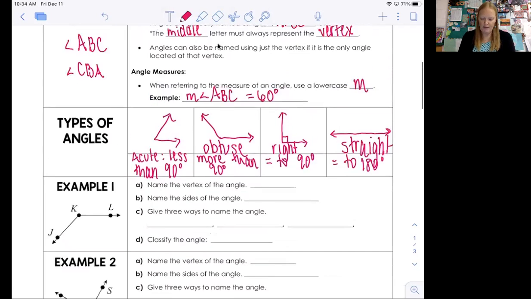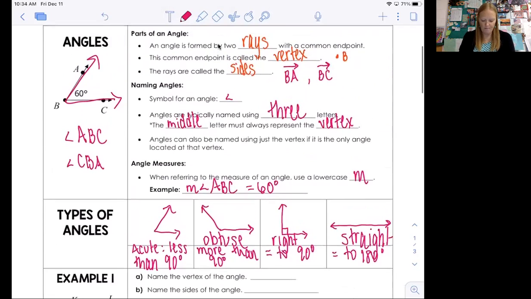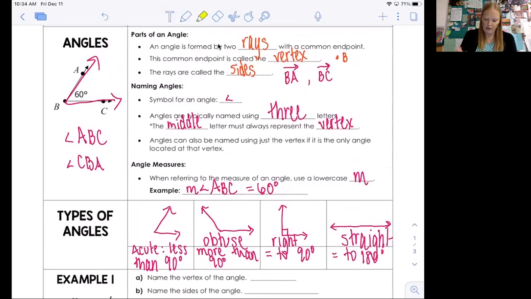Okay, so let's try this. Let's use the naming protocols that we just set up here, okay? We're going to name the vertex as a point. We're going to name the rays using the letters in the right order with the arrow over it. We're going to name angles and give their measure, okay? So if you forget how to do it when you do that on your own, check the notes we just took. That's why we took them.